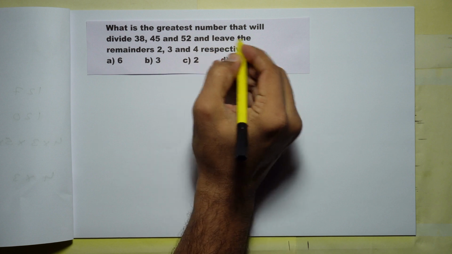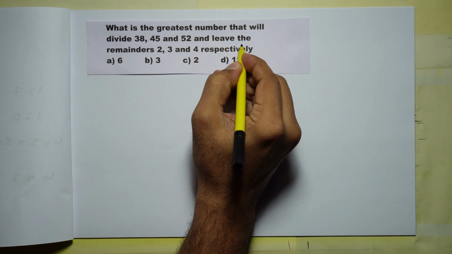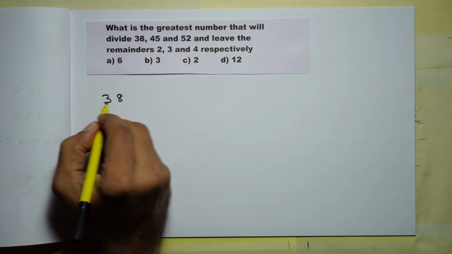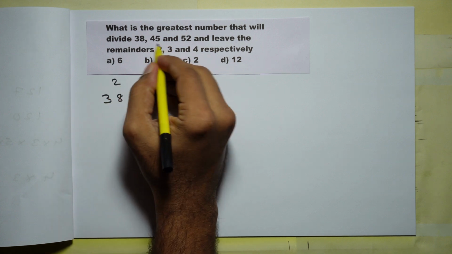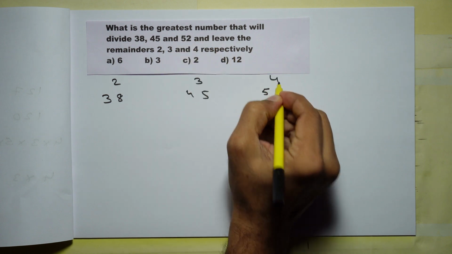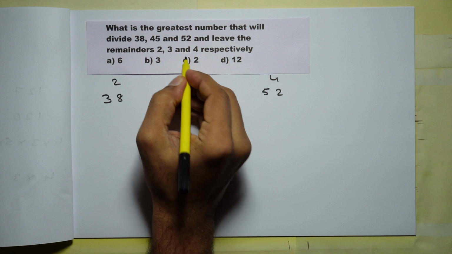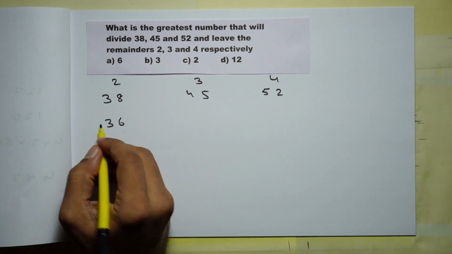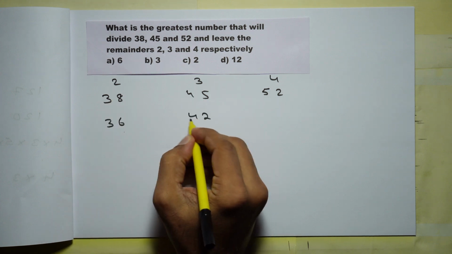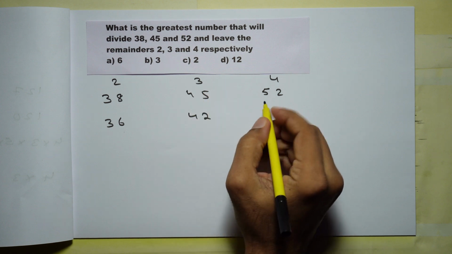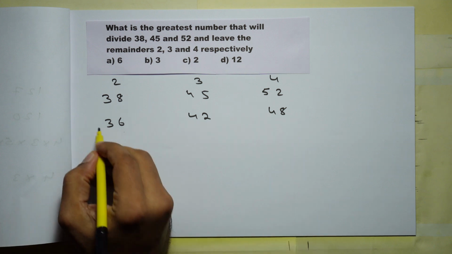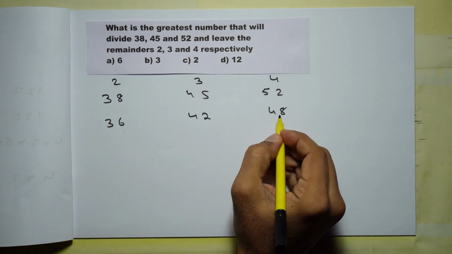What is the greatest number that will divide these three numbers and leave the remainder 2, 3 and 4 respectively? While dividing the number 38, remainder should be 2. While dividing the number 45, remainder should be 3. And while dividing 52, remainder should be 4. Which means that the required number should divide 36. If it divides 36, remainder will be 2 while dividing 38. Here the number should divide 42, then for 45 remainder will be 3. Here it should divide 48. So you just need to find the greatest number which will divide these three numbers, 36, 42 and 48.